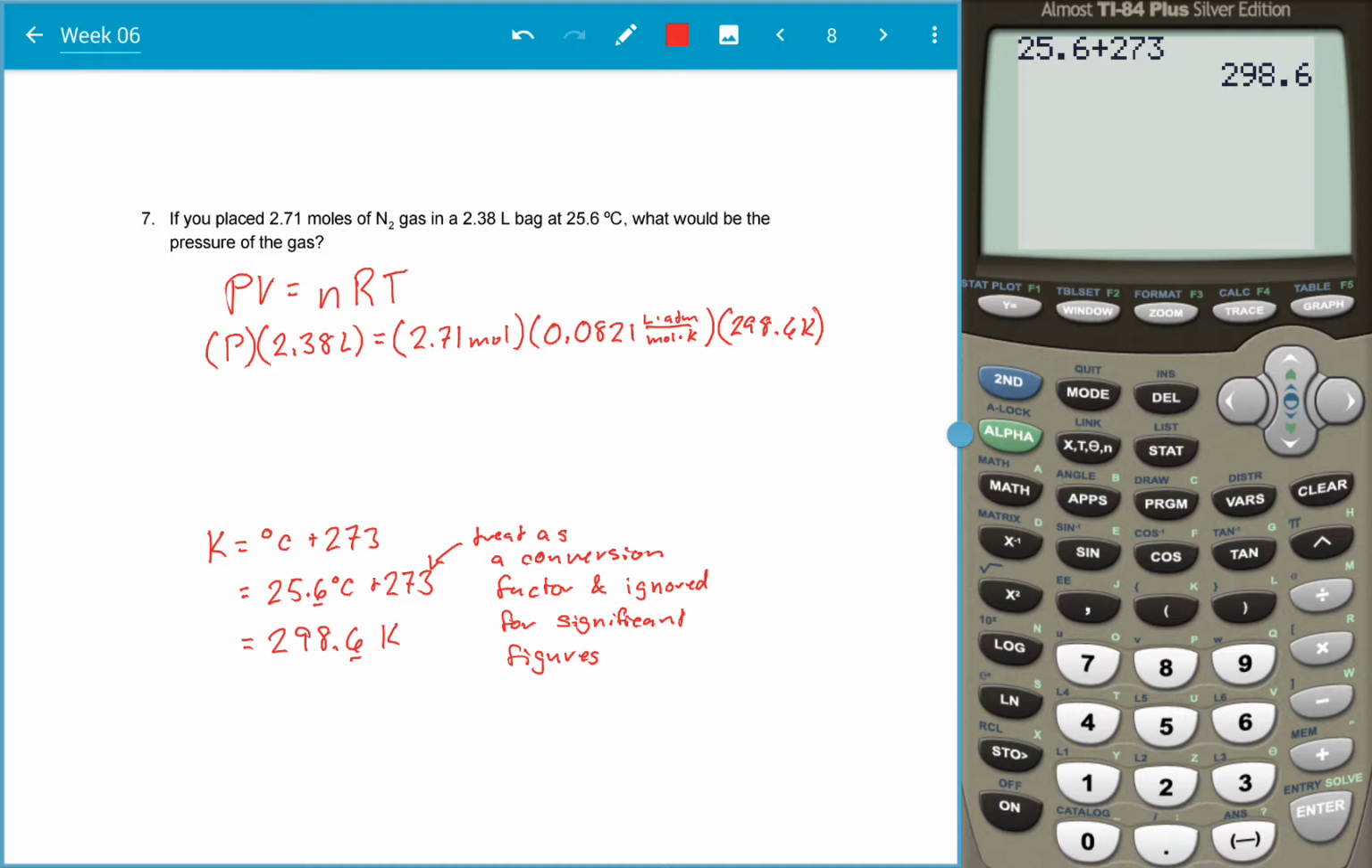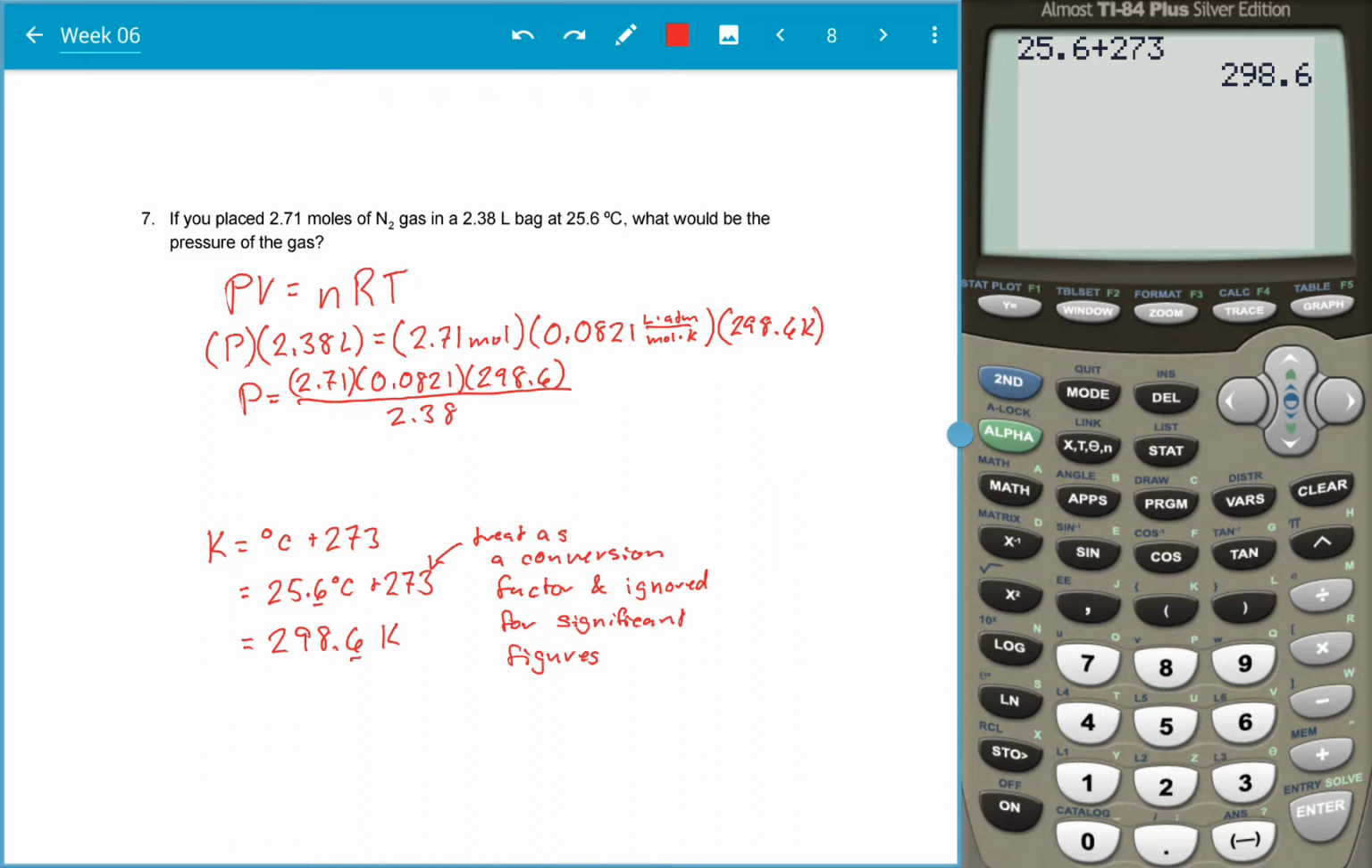Now I can solve for pressure. Pressure would be the 2.71 times the 0.0821 times 298.6 all over the 2.38. If I'm multiplying by the volume on this side, when I bring it to the other side of the equal sign, I'm going to do the opposite math operation. So if I'm multiplying on one side, I'll divide when I move it.